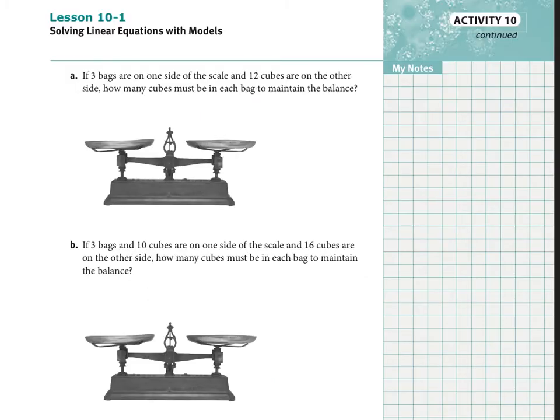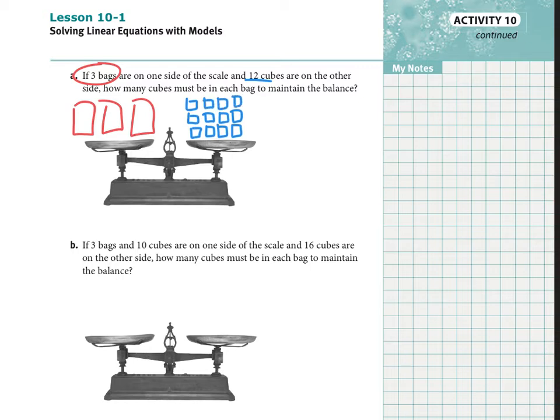All right, so part A here. If 3 bags are on one side of the scale, let's draw 3 of the big bags. 1, 2, 3 bags. And 12 cubes are on the other side. 12 little cubes. 1, 2, 3, 4, 5, 6, 7, 8, 9, 10, 11, 12. How many cubes must be in each bag to maintain the balance? Okay, so let's think about that. So again, we're going to say x is the number of cubes that fit in a bag.